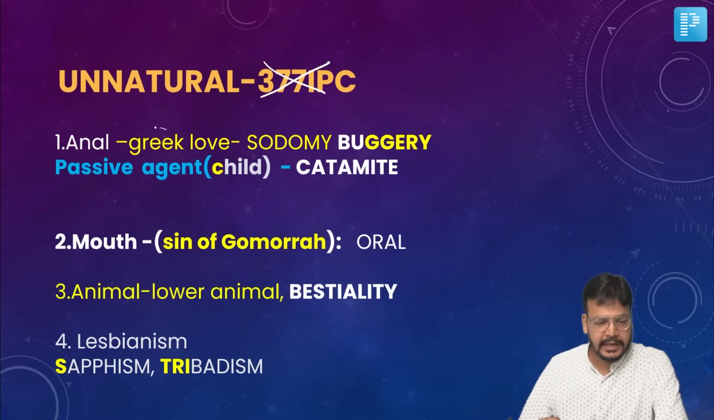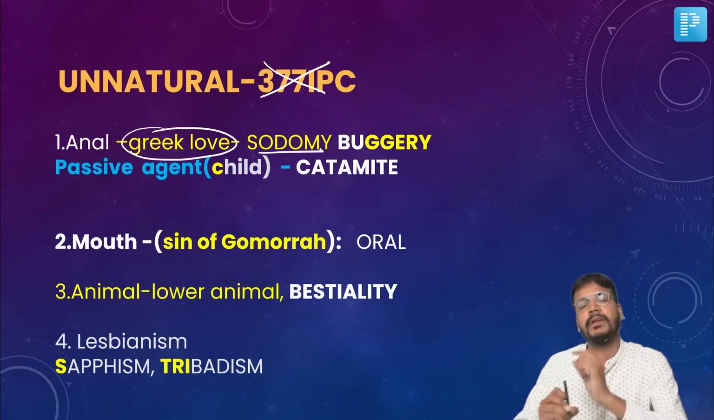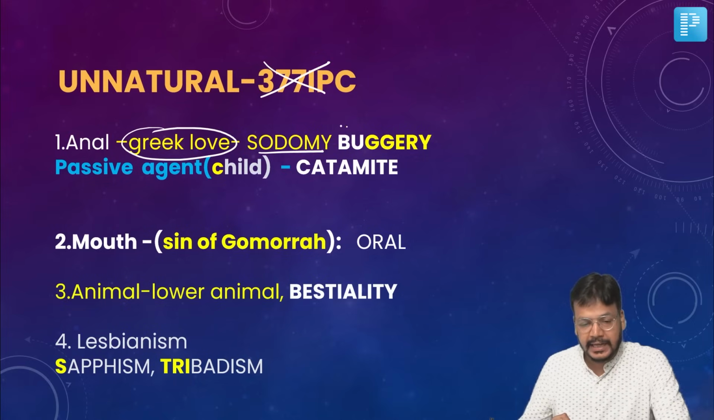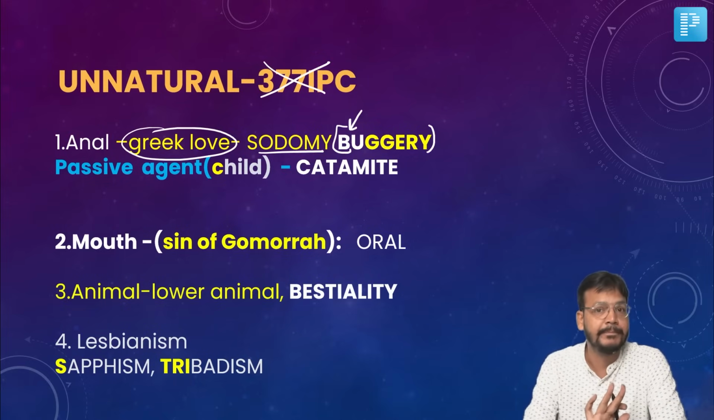Anal sex is also known as Greek love or sodomy. Greek love or sodomy. And Doctor, how would you remember? It is through the buttock. So that's a very simple trick. BU for buttock, it is also known as bagri.